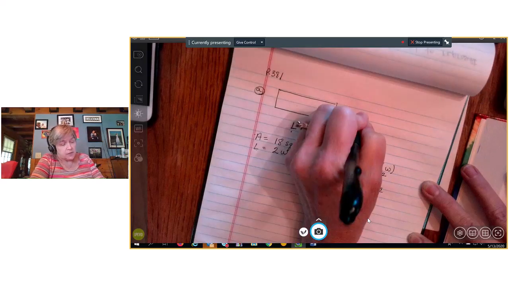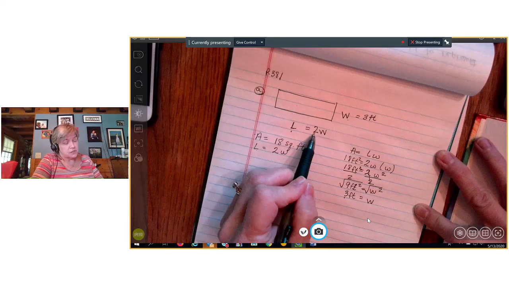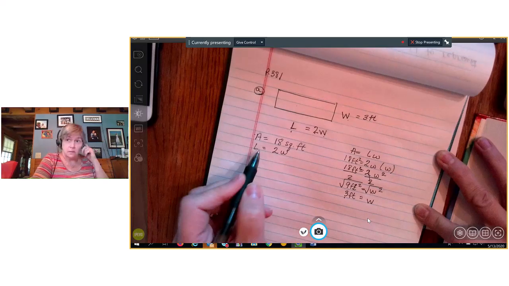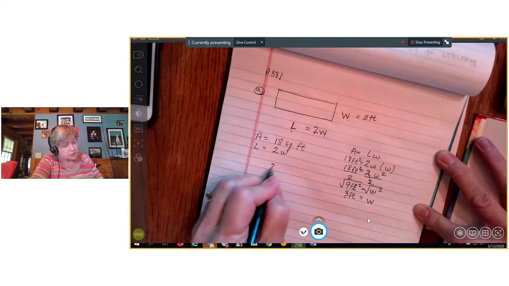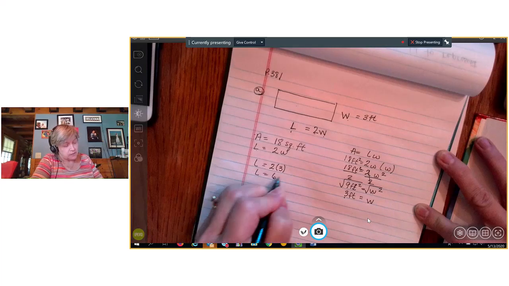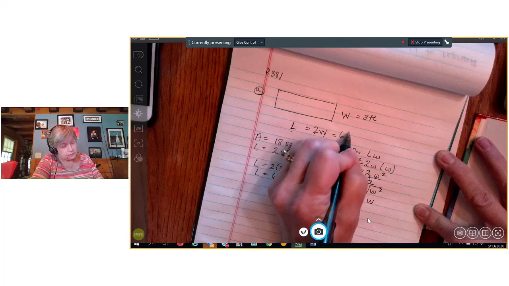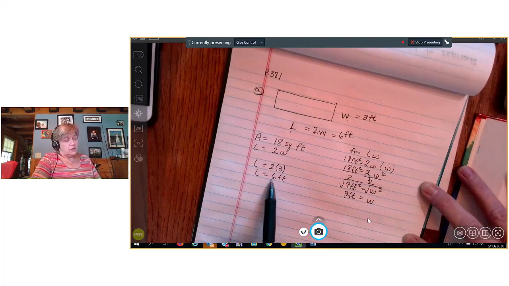So if we found 3 feet here, and we know that L is twice the width, then we know that 2 times 3 is going to equal our L. So L is going to equal 6 feet. W equals 3 feet, L equals 6 feet.